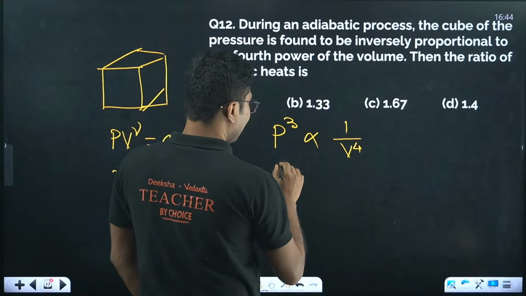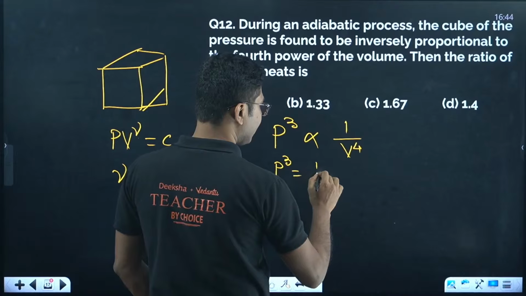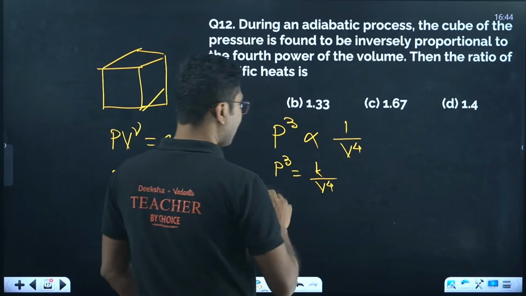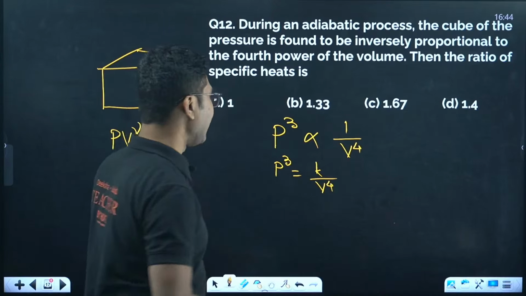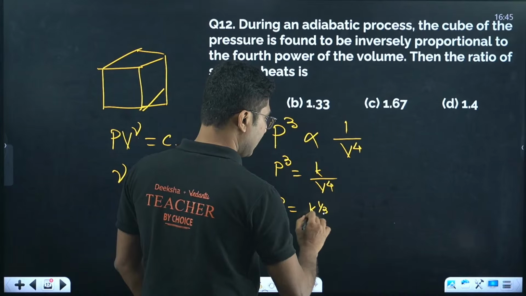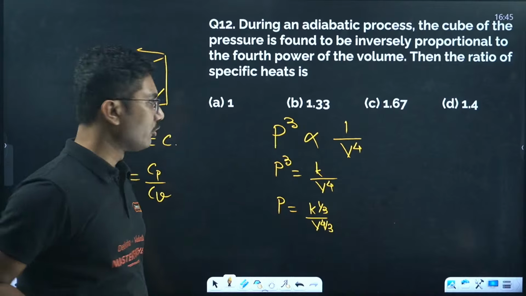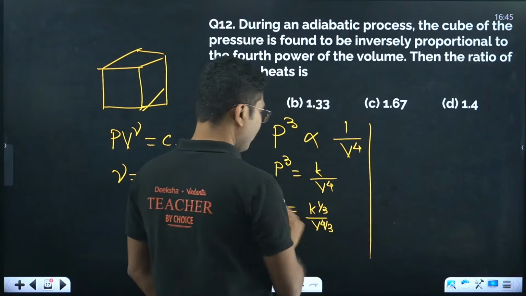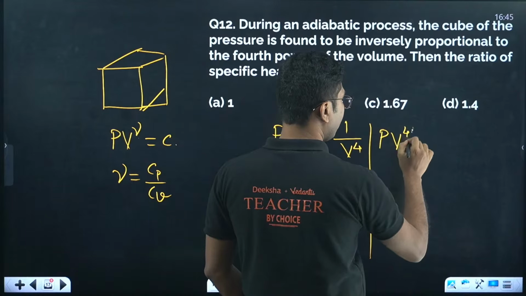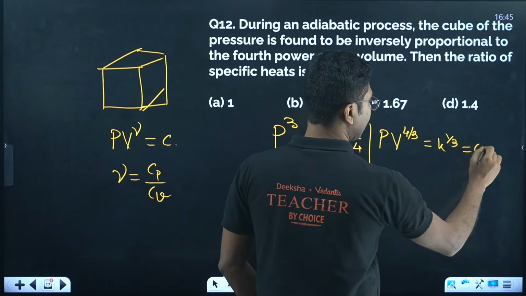First let me remove the proportionality constant by using some constant, say k, so p cubed equals k divided by v to the power of 4. Now take cube root on both sides, then you get p equals k to the power of 1/3 divided by v to the power of 4/3, right? Cube root on both sides. Now if you take this to this side, you get p into v to the power of 4/3 equals k to the power of 1/3, that is a constant.